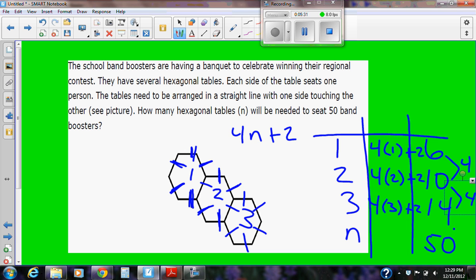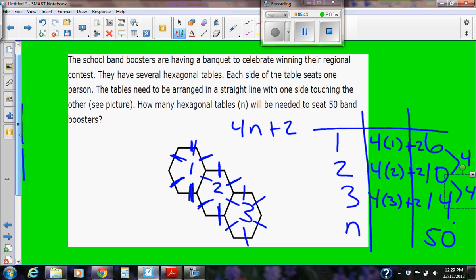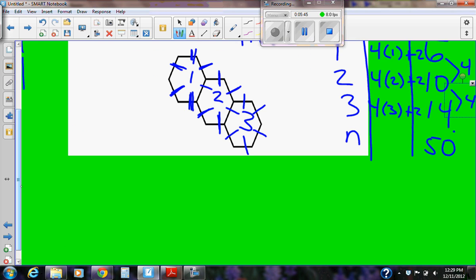So if you remember from yesterday and today in class, we were using equations. Well, we're going to use an equation on this one. And I'm going to show you. So I'm going to bring it down here. So 4n plus 2, and we want that to equal 50. So now what we're going to do is move the 2 to this side, so we need to subtract 2 from both sides.